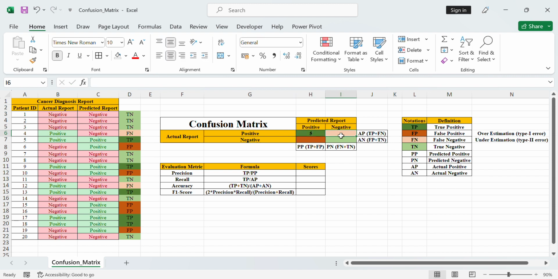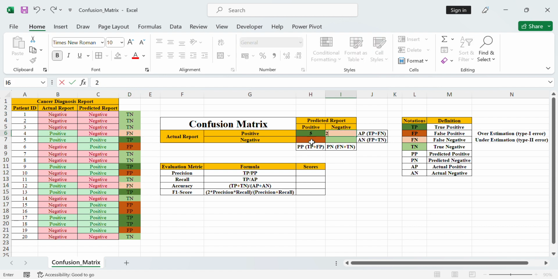This one is for negative prediction and actual positive. That means falsely predicted as negative, which means FN. How many FNs are there? 1 and 2.